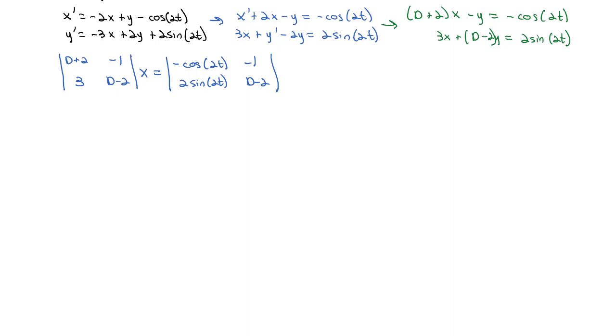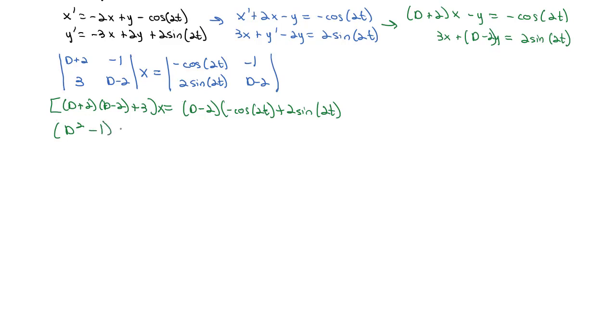Now we have a determinant set up to help us actually calculate our equation or function for x. Calculating the determinants, we have d plus 2 times d minus 2 minus 3 times negative 1 is a positive 3 times x. And then for the other determinant, we're going to have a derivative minus 2 times a negative cosine of 2t minus, the other diagonal becomes a negative 2 sine, so minus a negative becomes plus 2 sine of 2t. The left side's going to continue to simplify much like we simplified before. We've got a d squared minus 4 plus 3 is a minus 1 times x.